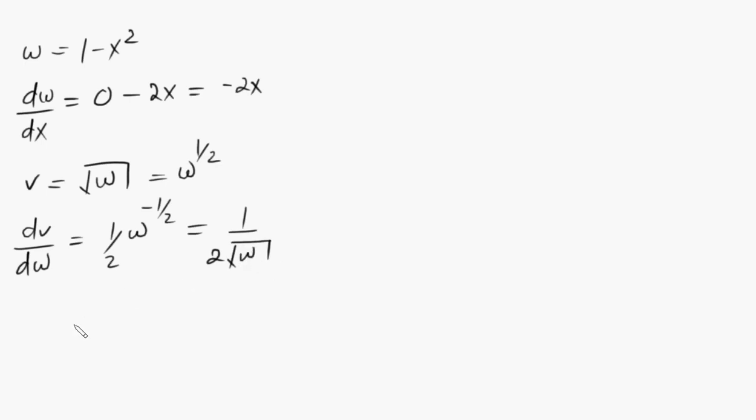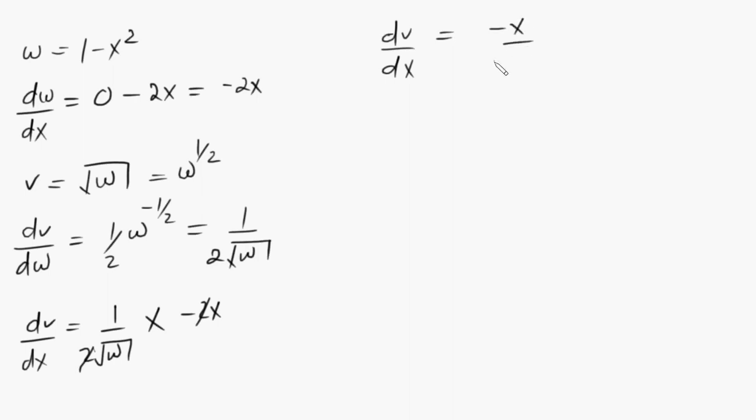Now by using the chain rule, dv/dx is equal to dv/dw times dw/dx. The 2 and this 2 can go away, so I remain with dv/dx equal to negative x over the square root of w. Remember that w is 1 minus x squared. So I have dv/dx now.